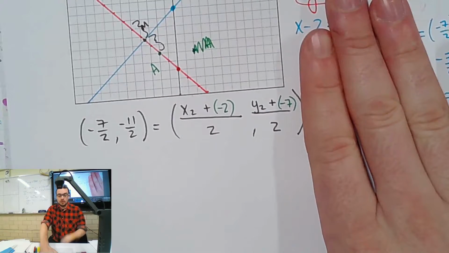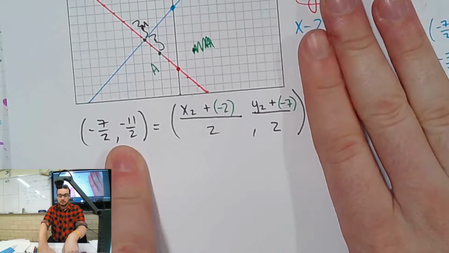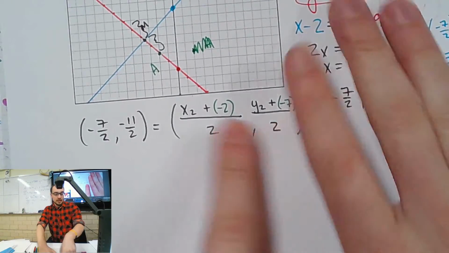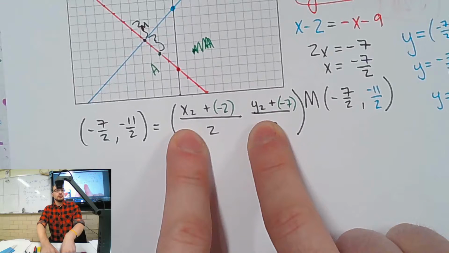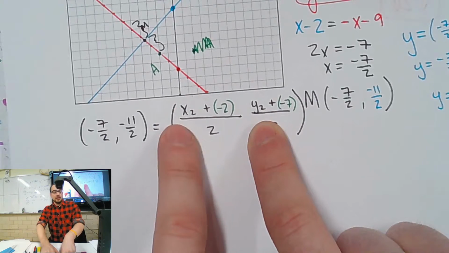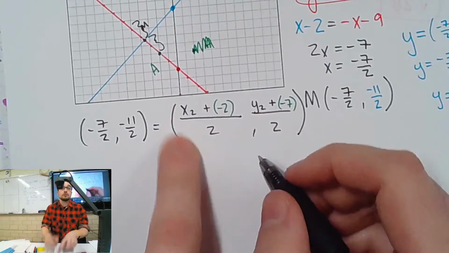Here I am, midpoint formula. There's my midpoint that I found earlier. There's A, and here's going to be A prime, right? X2 and Y2. So we're trying to find what X and Y are. We're trying to solve for X and Y. We're trying to get X and Y on their own.